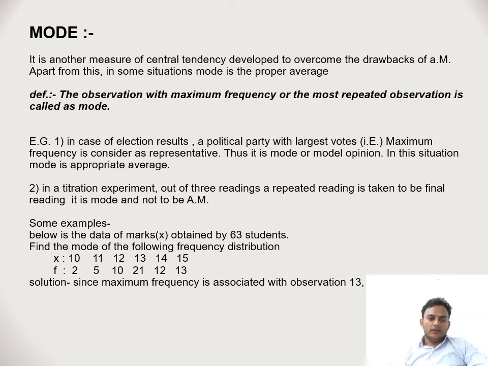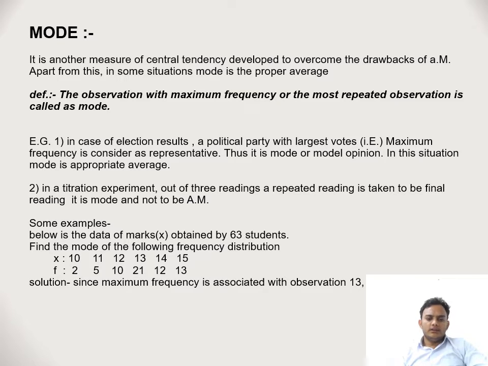In this situation, mode is the appropriate average. If we see the second example, in a titration experiment, out of 3 readings, a repeated reading is taken to be the final reading. It is mode and not arithmetic mean.